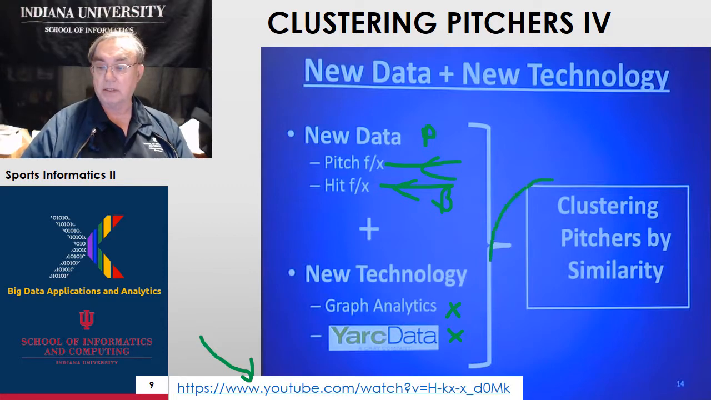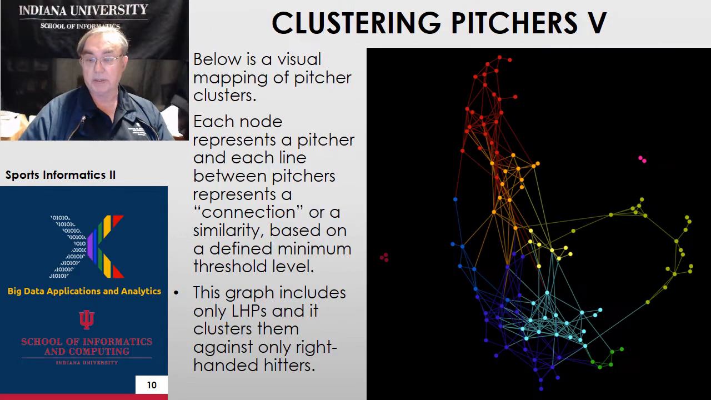And they say the goal is to cluster pitchers by their similarity. So here is a nice picture of what you get. We will come and discuss some of these outliers, not actually for this. This is left-handed pitchers against right-handed hitters. We actually go into more detail. This comes actually from the blog.